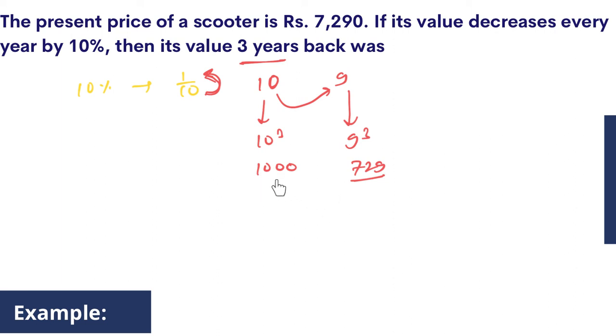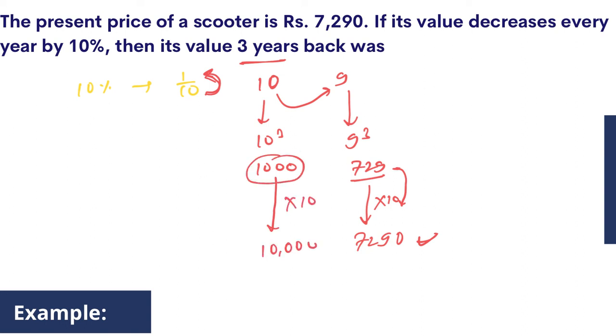So if 3 years before it was 1000, now it is 729, and this value is given in the question, that is 7290. When I multiply this number by 10, I get this number. So I need to find out this number, so I will multiply this also by 10. So I will get 10,000, and this is my answer. If you did not understand this method, don't worry, I will explain this method in SI or CI, because this is related to that chapter. For now you can solve this by using the formula.